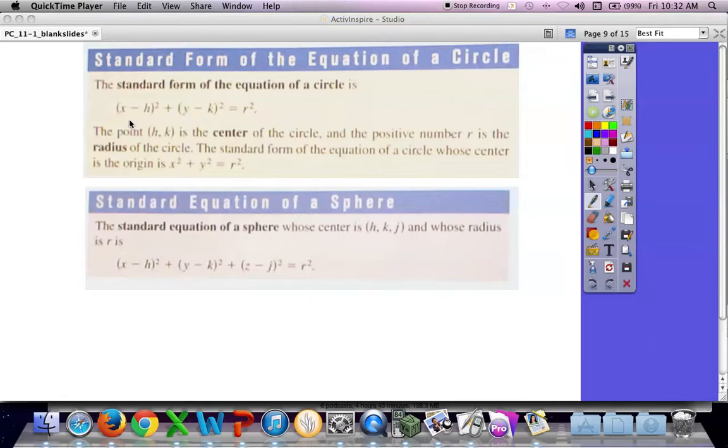Now, we've dealt with the letters h, k before, right? That was the coordinates of the vertex of a parabola. In this case, it's the center of a circle, right? h, k is the center of a circle. The r squared, as you would imagine, r is the radius.